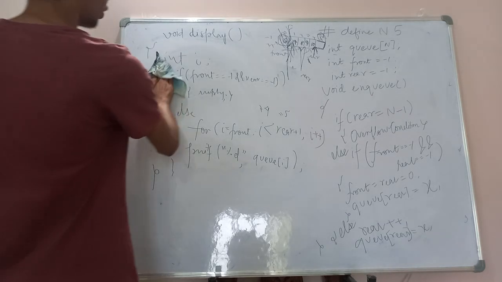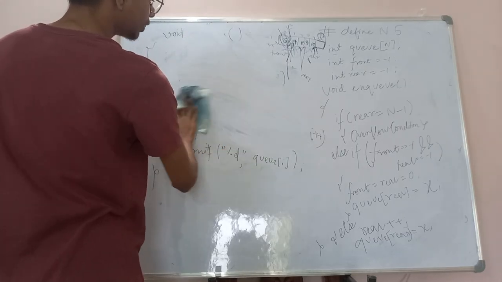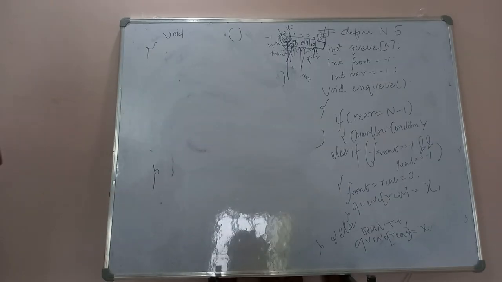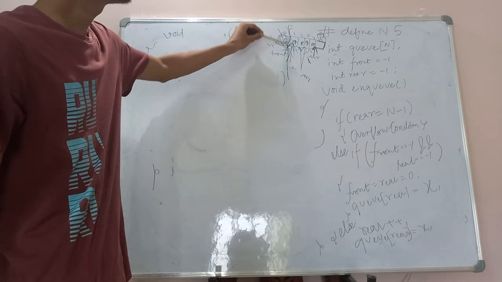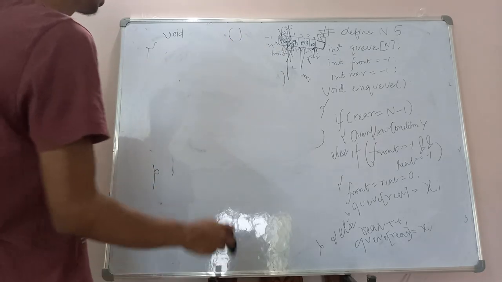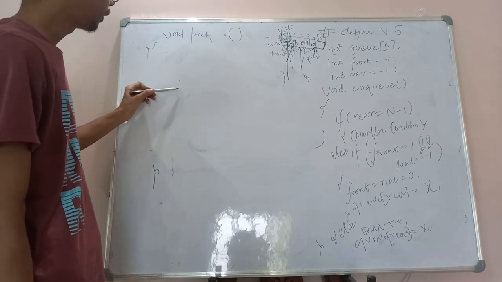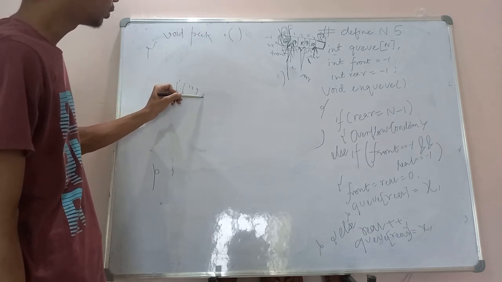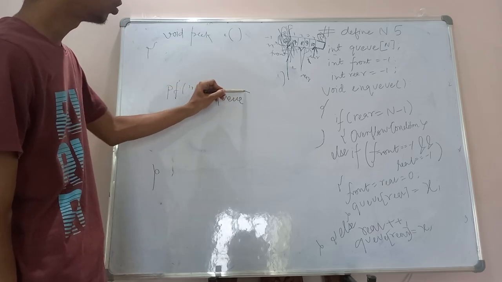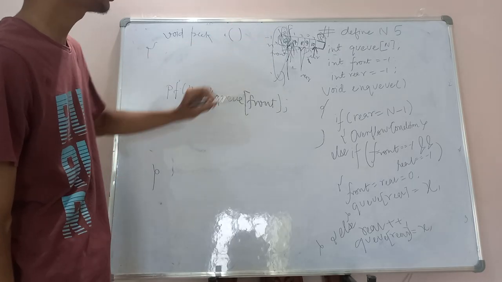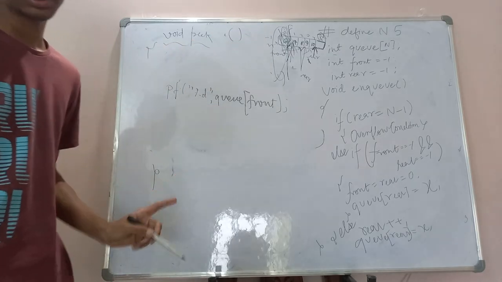Now suppose I want to peek at an element, I want to see my first element, right? So I will write void peek, and here printf percentage d, q of front, right? So I will get my first element, right? This is what my peek function will do, right?